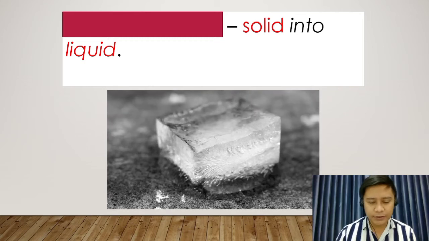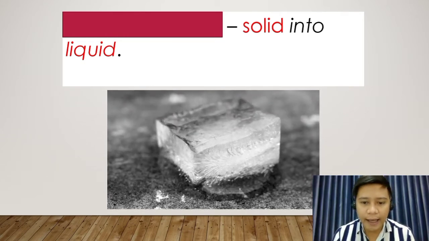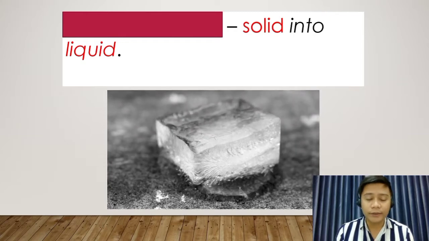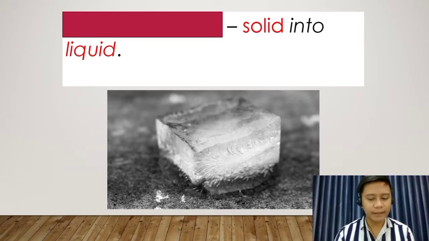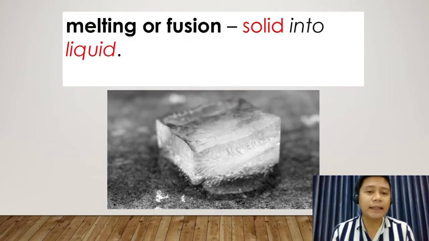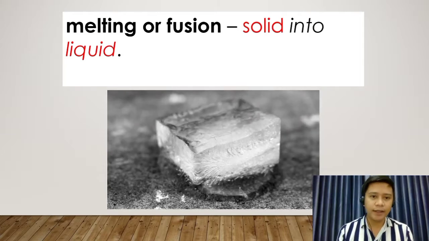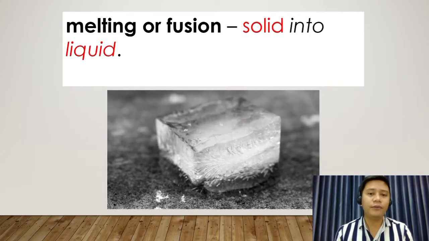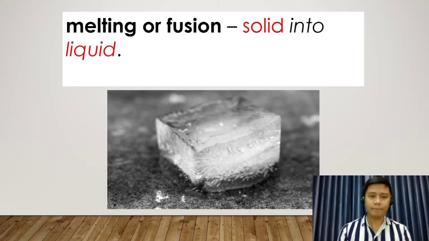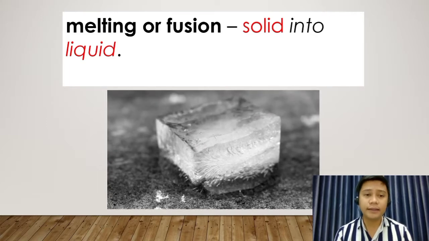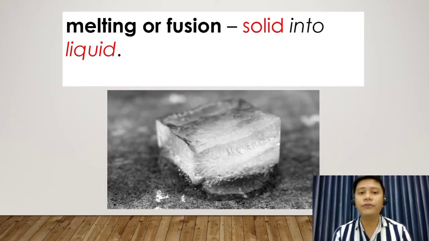The first one, as you can see, has an ice, and then the ice will become water. So what physical change is it? It is melting or fusion. Now again, melting or fusion. Read. One, two, three. Melting or fusion. Very good. Now, first, can you spell melting? Start with letter M. E-L-T-I-N-G. And then fusion. How about fusion?